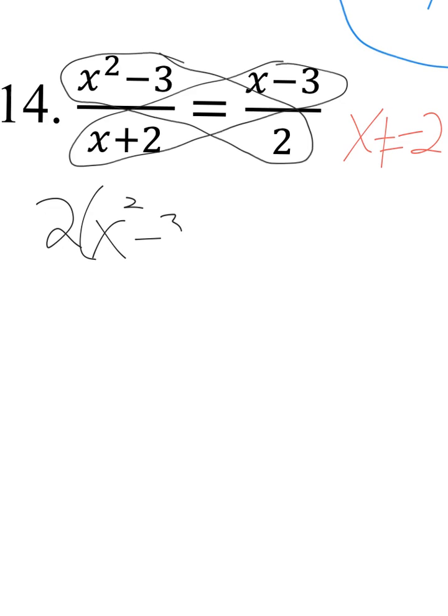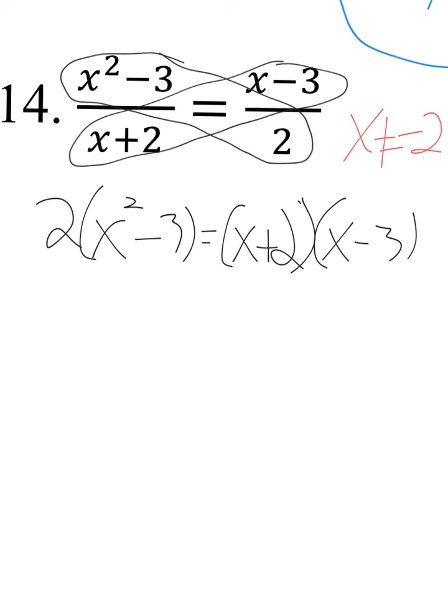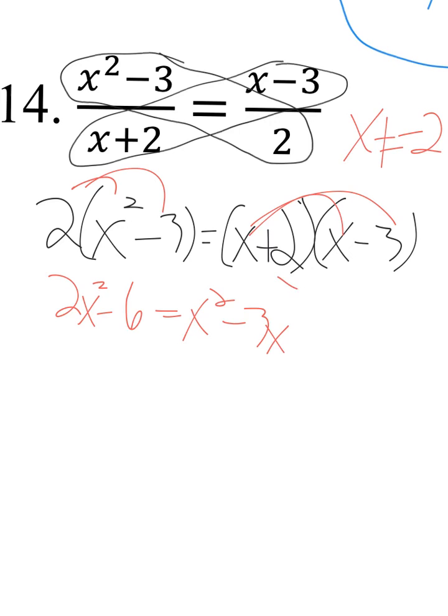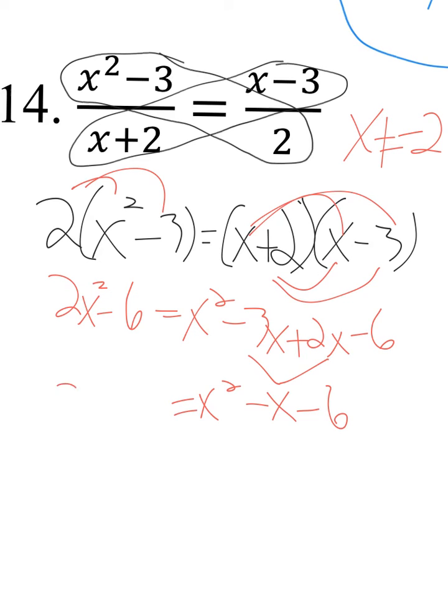2 times x squared minus 3 equals x plus 2 times x minus 3. And now I just need to distribute. So 2x squared minus 6 equals x squared minus 3x plus 2x minus 6. This can combine for just a negative x minus 6, plus x squared. So I'm just bringing this down, 2x squared minus 6.